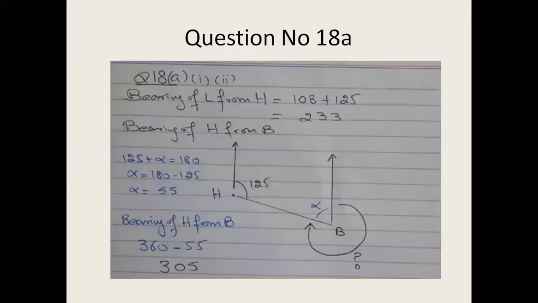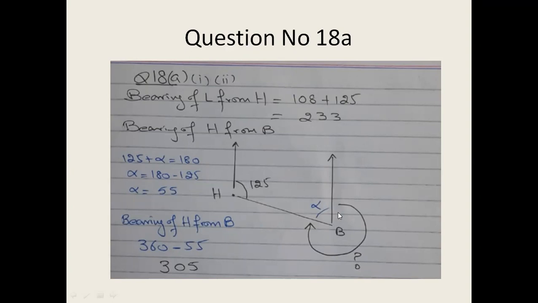Okay, so here we go. The bearing of the L from the H will be 108 plus 125, and that will be 233. The bearing of the H from the B, I have used a different technique here. I have drawn north. This north is already there. This north here. These norths are parallel to each other.